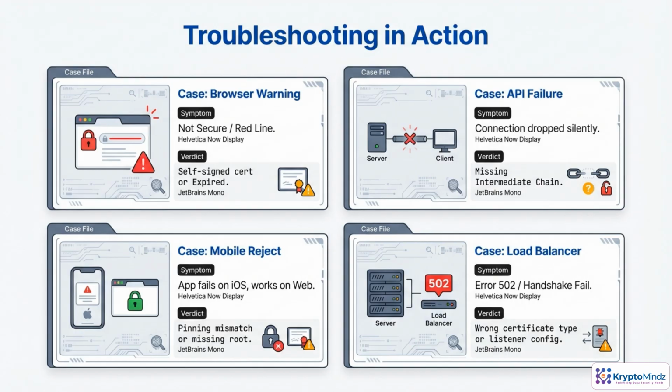When a mobile app fails, but the same endpoint works fine in a browser, suspect certificate pinning. The app may be pinned to a different root or intermediate than the one you just deployed. Any change in issuing CA or in the path can break those clients, even though the certificate is perfectly valid for the web.